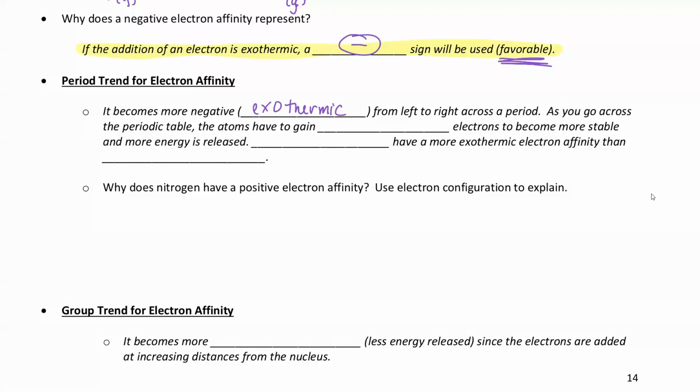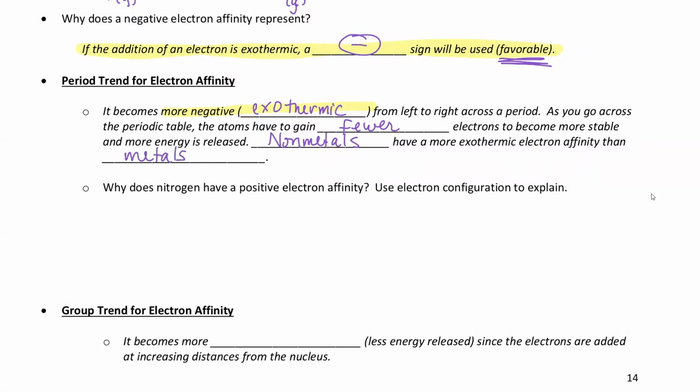Okay. As we go from left to right, more exothermic left to right. As we go across, atoms have to gain fewer electrons to become more stable, and more energy is released when that happens. Non-metals have more exothermic electron affinity than metals do.